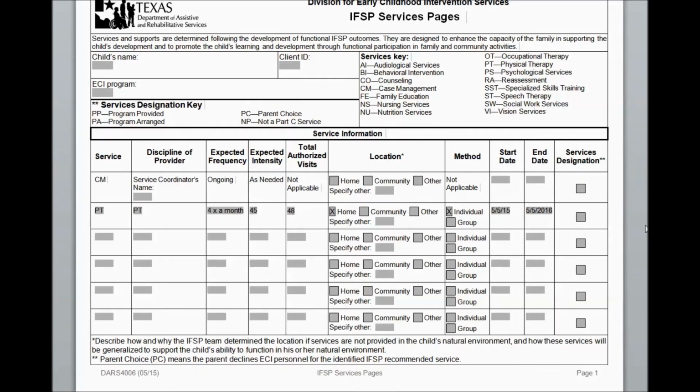As a wrap up, remember, if the whole team agrees to the service and the parent wants a provider outside of ECI, you would document parent choice on the services page. And if the parent wants additional services, in addition to what the ECI team has planned, it's either documented in the resources section or the Child and Family Resources and Case Management Needs section of the IFSP, depending on if the child is currently accessing the service or if the parent wants to access that additional service.